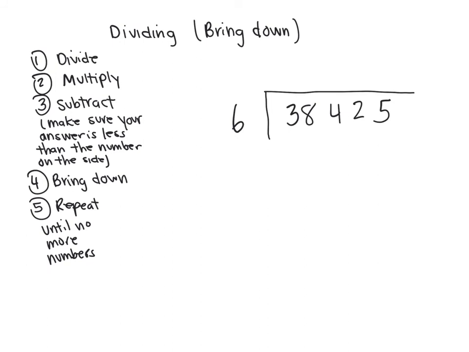All right, let's go with 6 divided into 3,842,5. All right, can 6 go into 3? It cannot, because 3 is smaller than 6, so I have to do 6 into 38. So I'm going to divide. 6 into 38 is 6. Multiply. 6 times 6 is 36. Subtract. 38 minus 36 is 2. My number on the bottom is less than the number on the side.